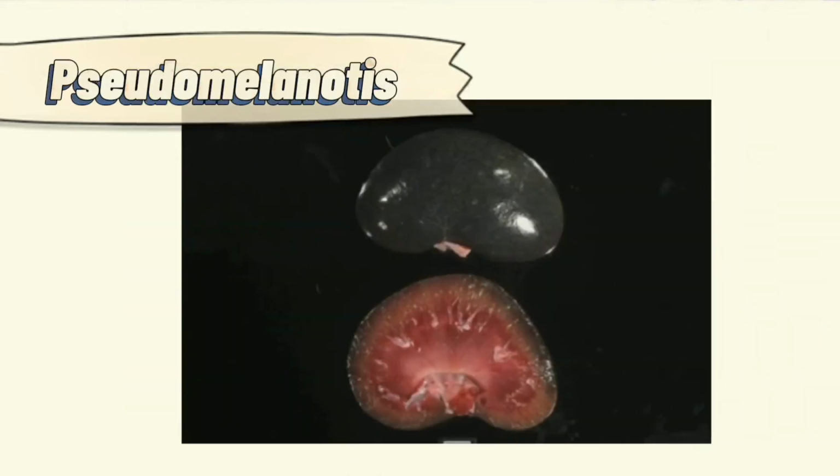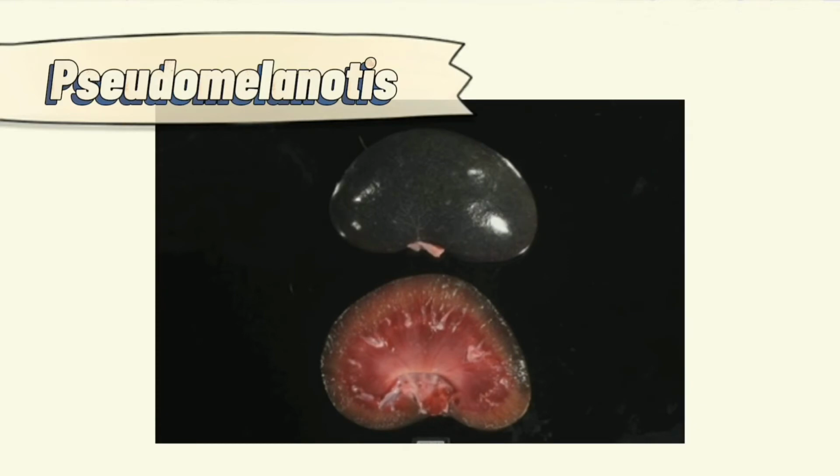Next is the pseudomelanosis. It is the appearance of gray, green, or black pigment in the tissues after death. Hydrogen sulfide produced during putrefaction combines with the iron to form iron sulfide, a black pigment. The concentration of this pigment and its combination with other tissue pigments result in a variety of shades of green, gray, and black.